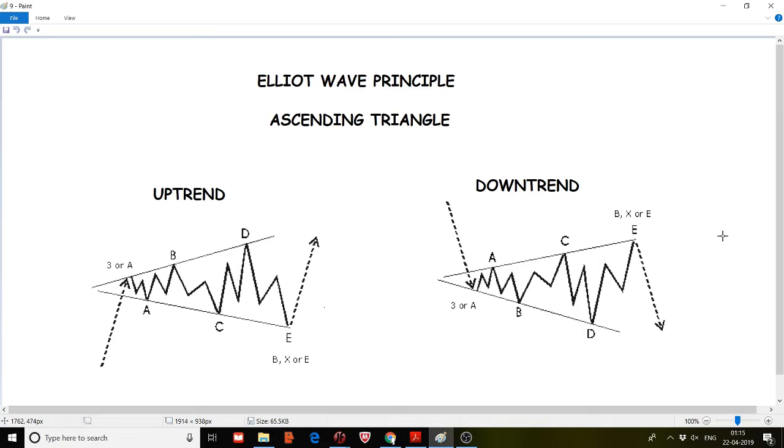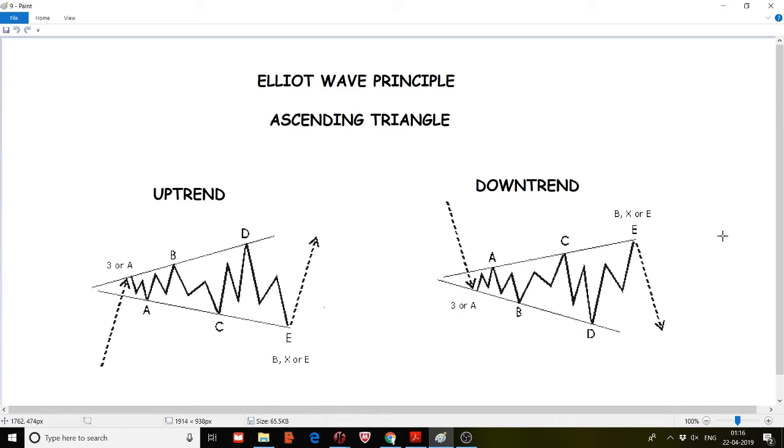Hello friends, today I will discuss the Elliott wave principle, and in the series of corrective patterns, today we will have a look at the ascending triangle pattern. In my Friday's webinar I discussed the same topic, but that was in the uptrend, and I showed you the diagram pattern, how to find that in an uptrend and where you can put your entry order for the long position.